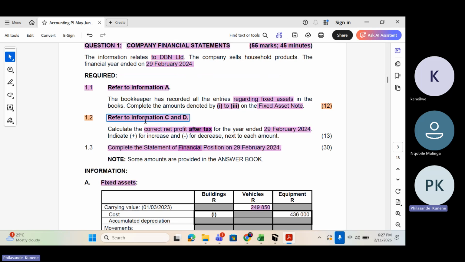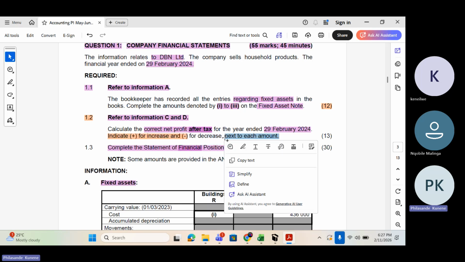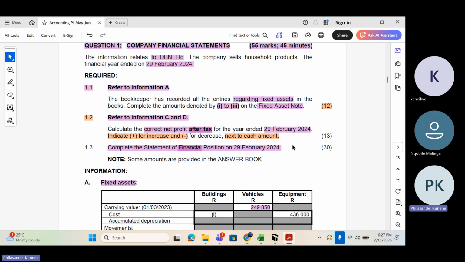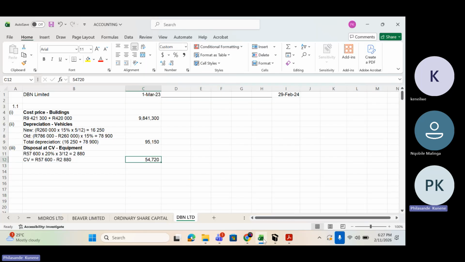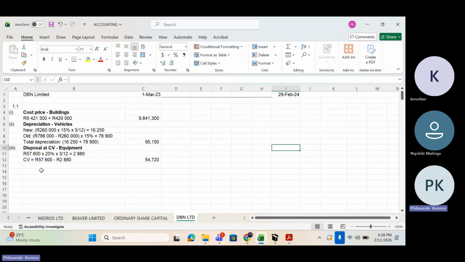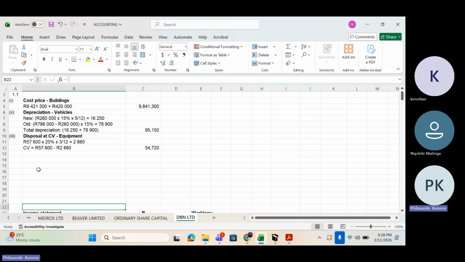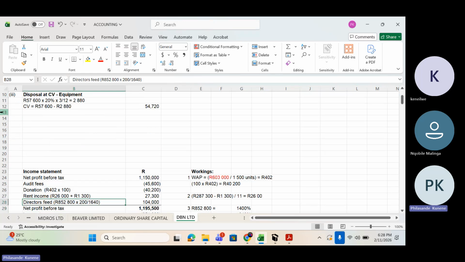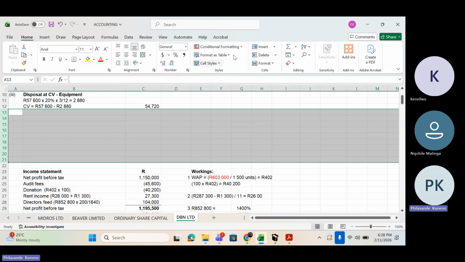They're saying here, refer to information C and D. They want us to calculate the correct net profit after tax for the year ended 29 February 2024. Indicate plus for increase and minus for decrease next to each amount, right? That's what we need to do. So we did work on this question together, guys. I don't want us to recalculate this again. I'm just going to bring what we did.